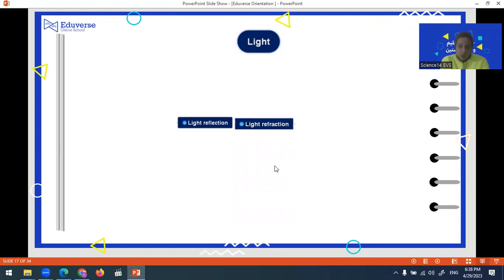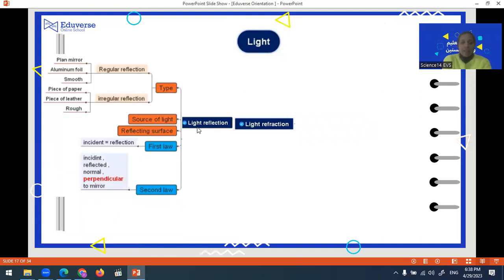Here we're going to start the third lesson in unit 2, which is light reflection and light refraction. It's a very interesting part for me. I love this part. Okay, light reflection. We have two types, regular reflection or irregular reflection. These types will change according to the reflecting surface. For example, if the light is incident on a plane mirror, or aluminum, or a smooth surface, it is going to reflect all in one direction. Now we can call it a regular reflection.